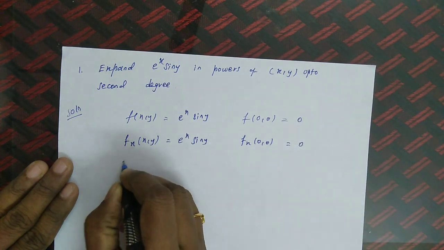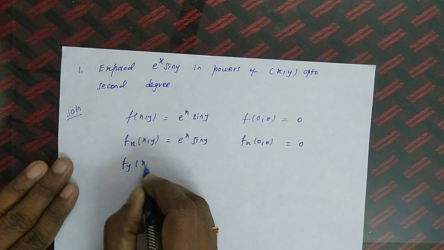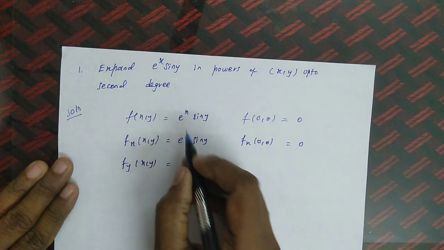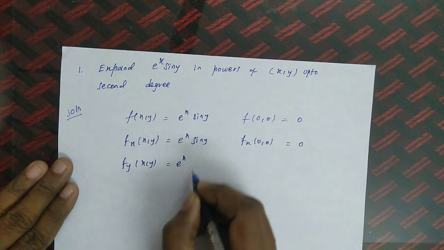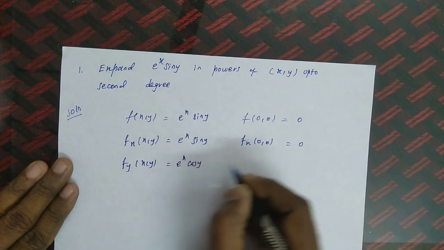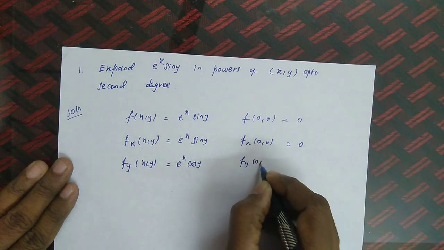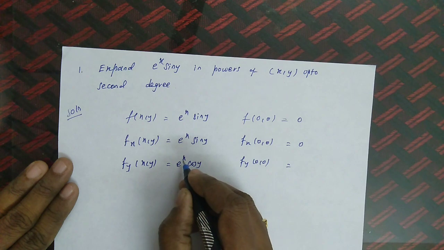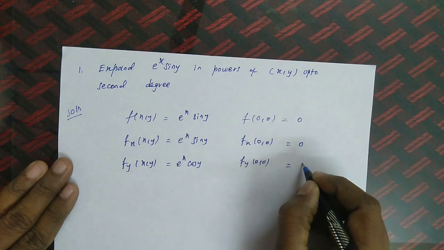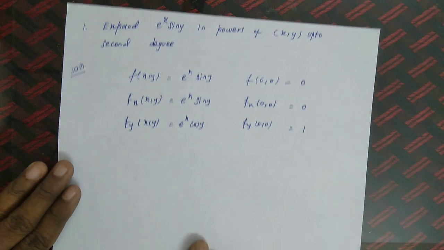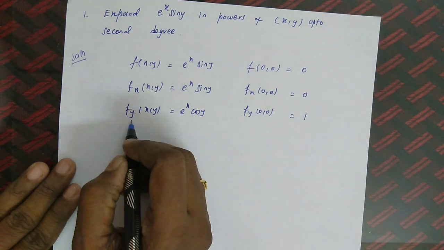Okay. Then fy of x comma y. So treat the e power x as constant. Differentiation of sin y is cos y. Okay. Then fy of 0 comma 0. e power 0 is 1 and cos 0 is also 1. So fy of 0 comma 0 is 1. Then the next one, first derivative is over.